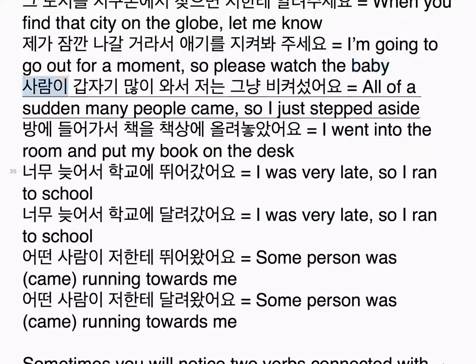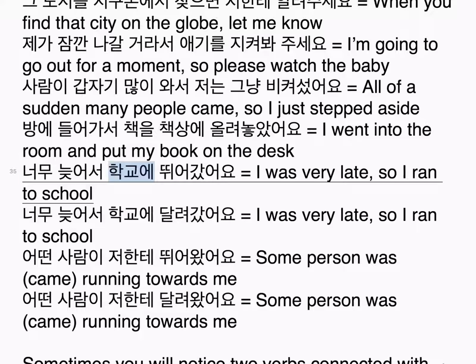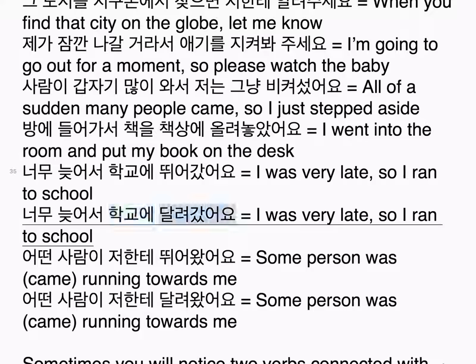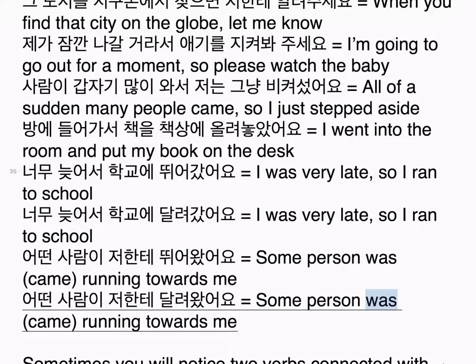방에 들어가서 책을 책상에 올려놓았어요. I went into the room and put my book on the desk. 너무 늦어서 학교에 뛰어갔어요. I was very late, so I ran to school. 너무 늦어서 학교에 달려갔어요. I was very late, so I ran to school. 어떤 사람이 저한테 뛰어왔어요. Some person came, running towards me. 어떤 사람이 저한테 달려왔어요. Some person came, running towards me.